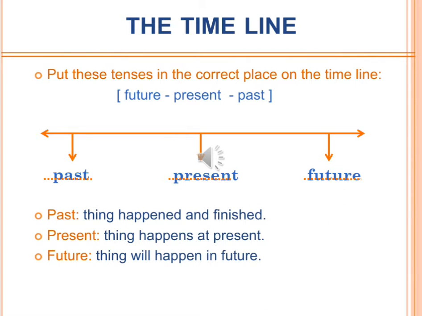The timeline. Put these tenses in the correct place on the timeline: future, present, and past. We use the past to talk about things that happened and finished. We use the present to talk about things that happened at present. We use the future to talk about things that will happen in the future.